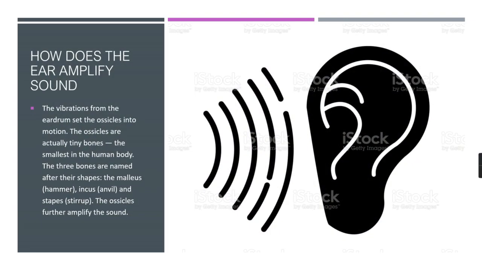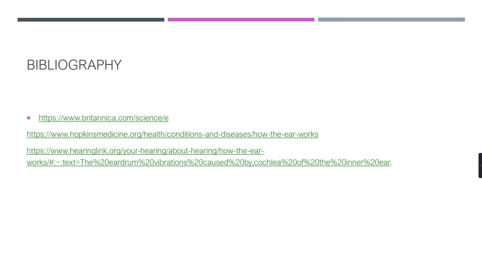How does the ear amplify sound? The vibrations from the eardrum set the tiny bones into motion. So every time here we are talking about the three bones. That means the three bones are very important for us to hear and amplify sound. Each of the bones has a job inside the ear to help us listen to things and help us understand what people are talking about, as the sounds travel through our ears to our brain and create messages that we can understand.